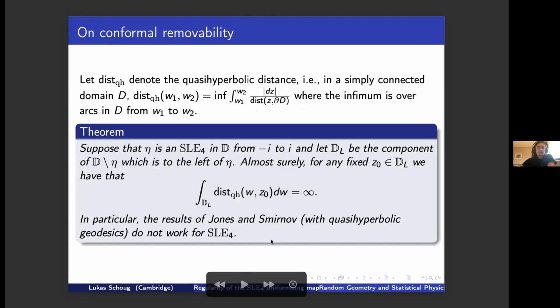And then, we suppose that eta is an SLE in the unit disk from -i to i. And again, we pick D_L to be the component to the left. Then we know almost surely that for any fixed z0 in this domain D_L, the quasi-hyperbolic distance, as seen from the point z0, is never an L1 function. And this is problematic, or good, or whatever, for the reason that all of the results of Jones and Smirnov depend on an observation that the sum of the shadow of the set that you're looking at with respect to some family of geodesics should be finite.